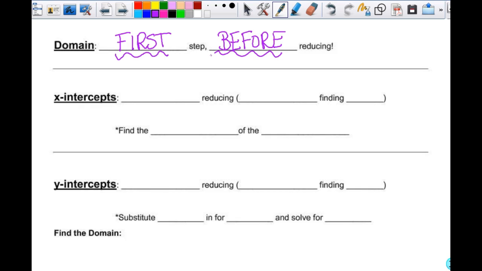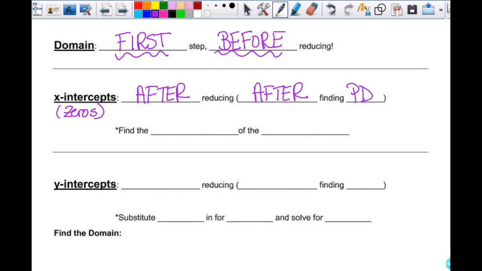Your x-intercepts. To find those, what's another word for x-intercepts? Zeros. Another word for x-intercepts is not y, no. It is your zeros, or solutions, or roots, right? So you find the x-intercepts after reducing, which means that's after finding the point discontinuity, because that's what happens when you reduce, right? You're finding the holes in your graph. So x-intercepts, or the zeros, are found after that.